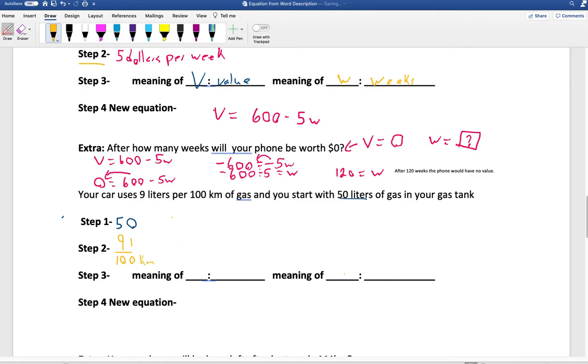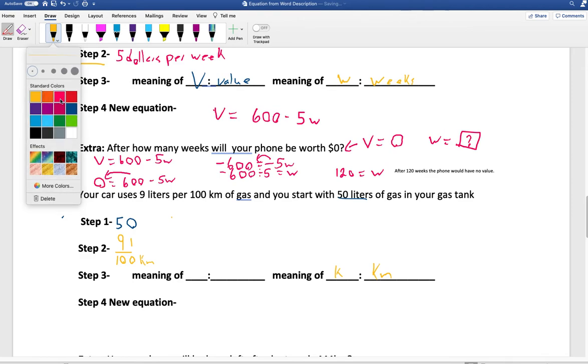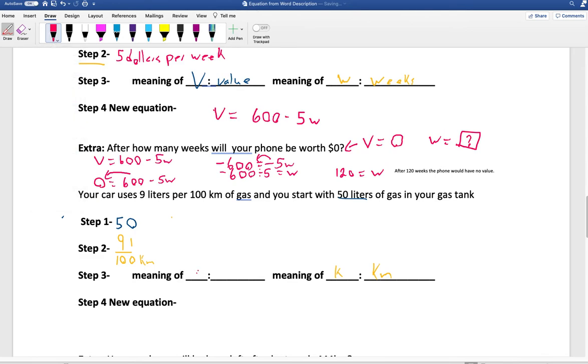So we're going to go K equals kilometers. And this one here is a little different. We're going to figure out how much gas we have left. So let's go big G for gas left. So our equation then is going to be G equals 50. Now we're using it, so it's going to be minus 9 over 100 K.